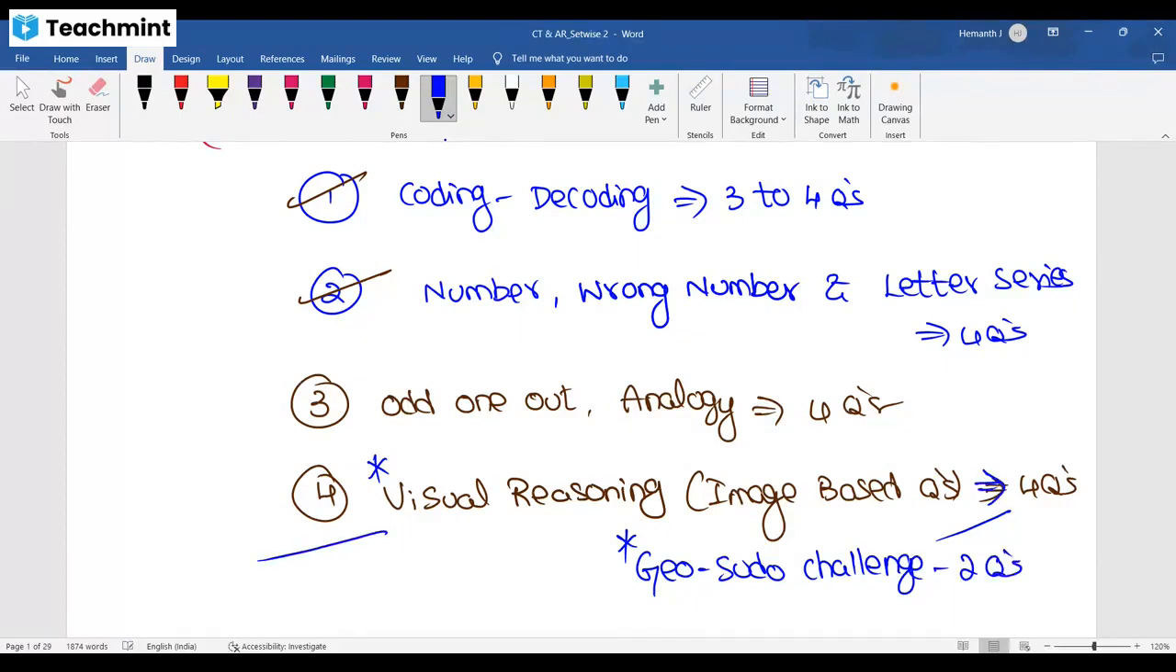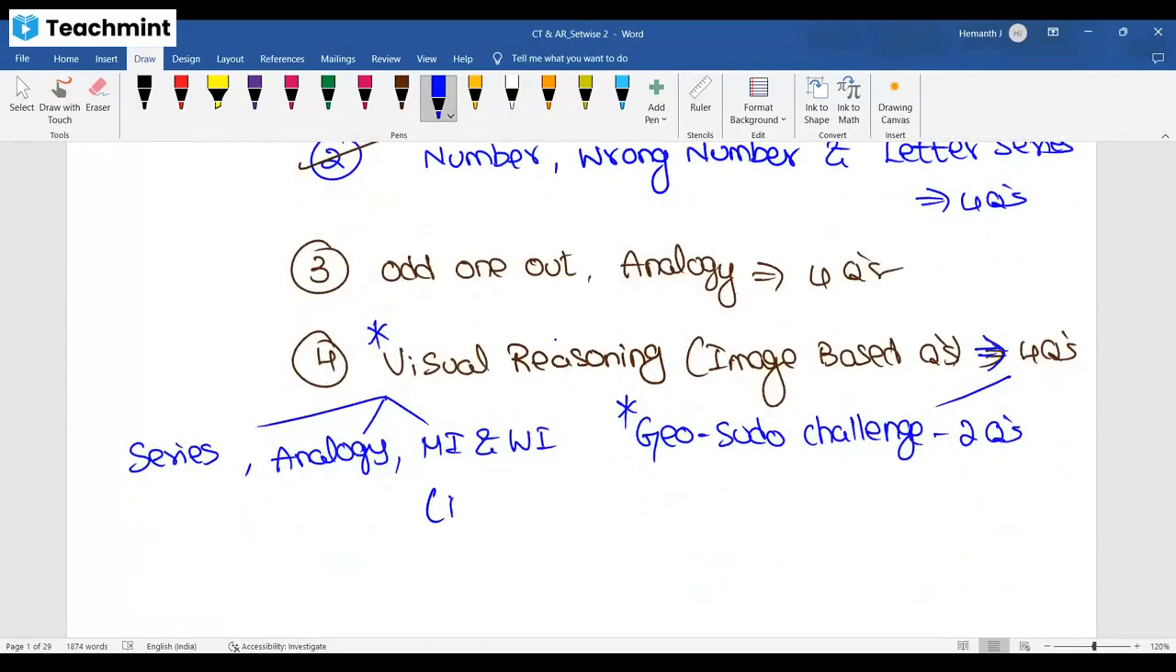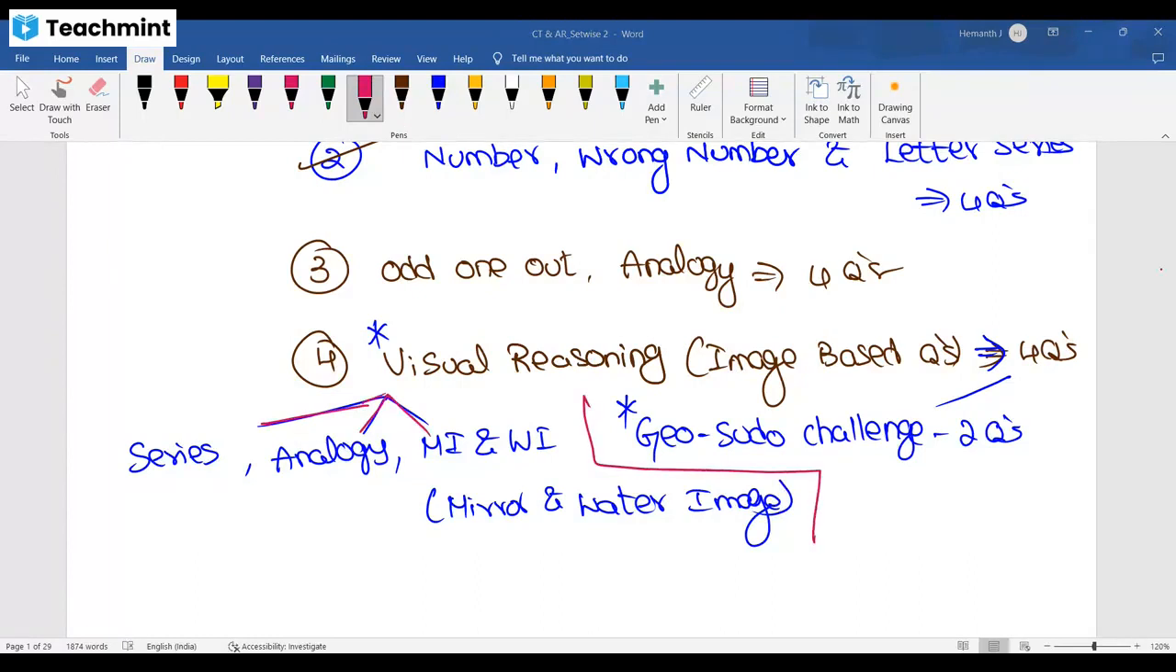In the sense, they are giving questions from series in visual reasoning, diagrams, analogy concepts. You have to learn mirror image and water image, MI and WI. They are asking, and in one recent exam they gave 4 questions only from this. As you people are not attempting Geo Sudo properly, sometimes they skip Geo Sudo and ask all 4 questions from this area only. Many people feel it is a bit difficult only in Geo Sudo, not both.